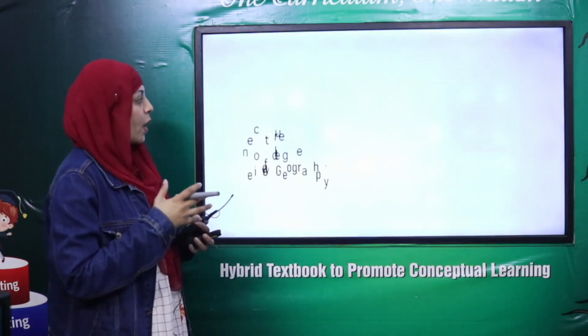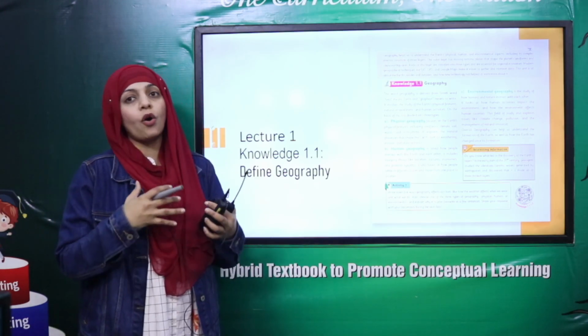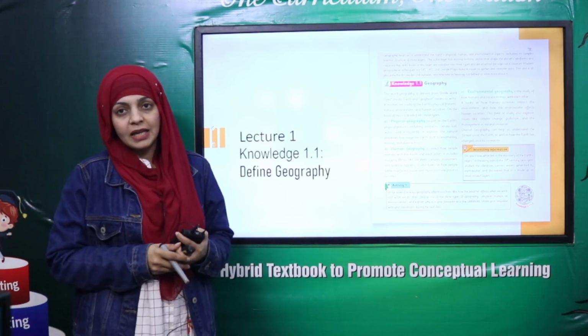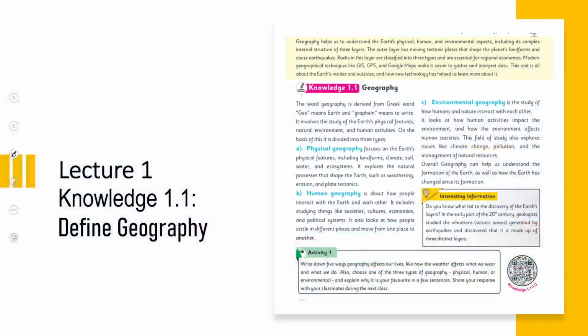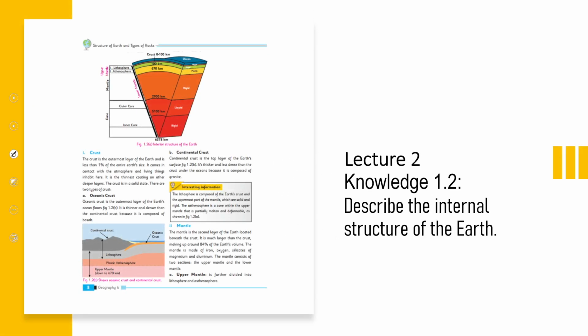So my dear students, one by one we are going to discuss कि कितने lectures होंगे इस unit के और कौन-कौन से knowledge है, objectives हैं जो कि हमने attain करने हैं. So the first lecture is about define geography, जिसमें हम geography को define करेंगे, इसकी कितनी domains हैं हम उसके बारे में जानेंगे. And then in lecture 2 we are going to discuss knowledge 1.2 of your books, in which we will describe the internal structure of the earth.